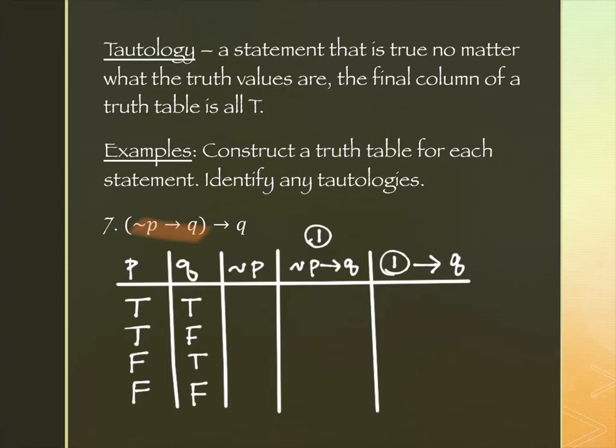All right, so after we have those two columns written in, the tilde P, or the negation of P column, means I'm going to go back to P and do everything backwards. So what is the negation of P column going to look like? False, false, true, true. Yes, false, false, true, true.